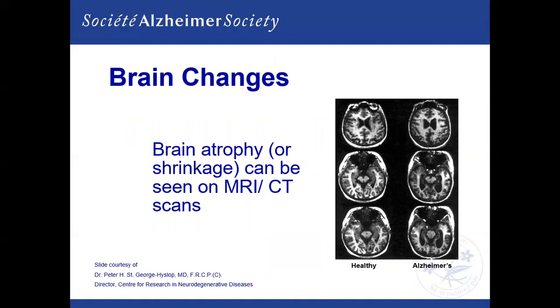Here, you can see the brain atrophy that can be caused by Alzheimer's disease. And this is shown through an MRI or a CT scan. You can see the healthy brain on the left and the Alzheimer brain on the right. And as you can see in the Alzheimer brain, there's a lot of darker spaces. And that's where we're starting to really see shrinkage and deterioration in that gray matter tissue.